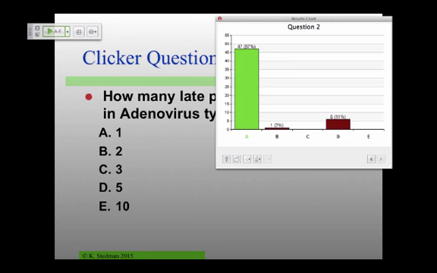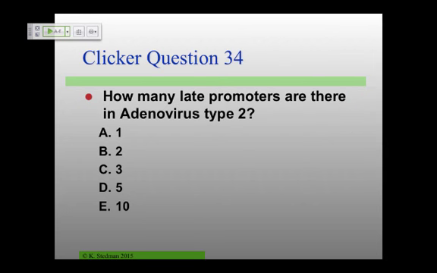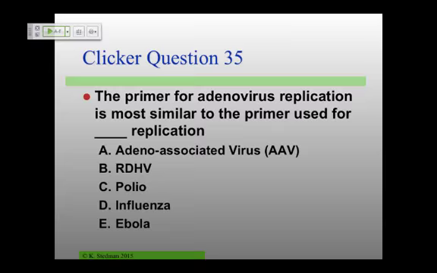Okay, so now we can get rid of these and actually should score them properly. Good. Okay, try again for the next one. The primer for adenovirus replication is most similar to the primer used for adeno-associated virus replication, RDHV replication, polio, influenza, or Ebola.